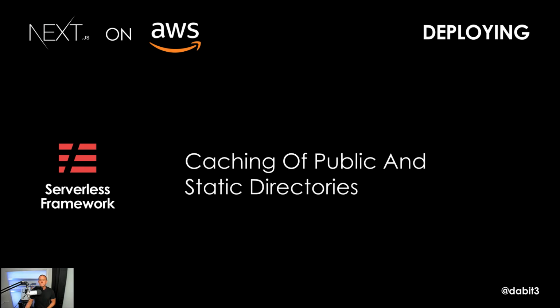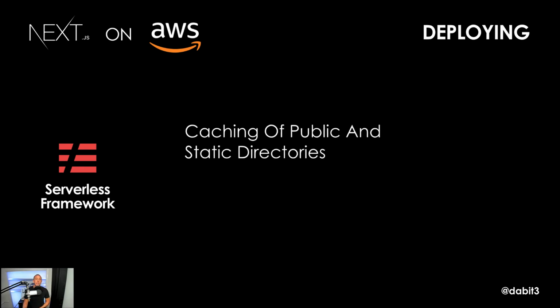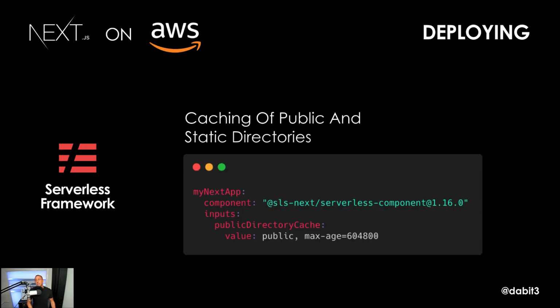You can then also set caching policies for the public and static directories. So if you're serving assets and you want to have more control over the caching policy there, you can set that. There's a lot of different settings that you can actually do. So if you were interested in learning more about this, I would check out the Next.js serverless component and see what all is available there.